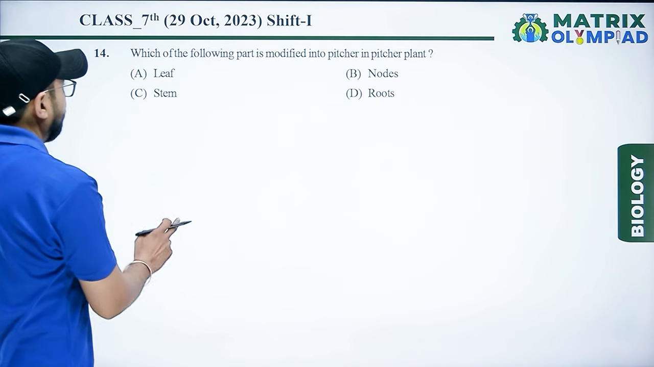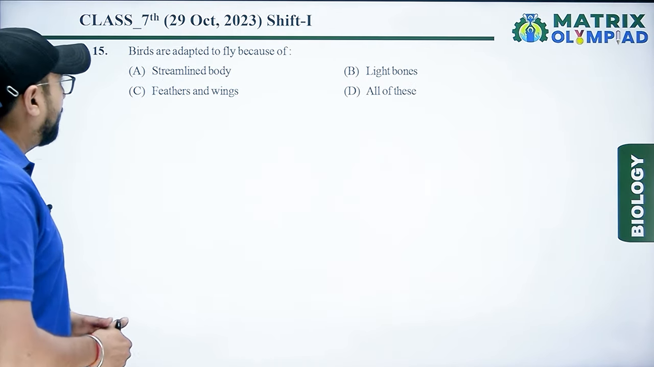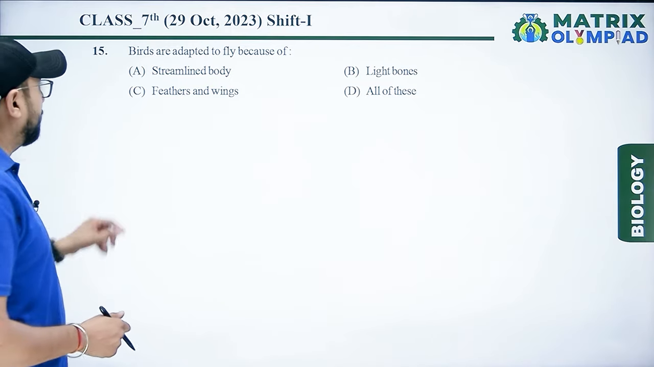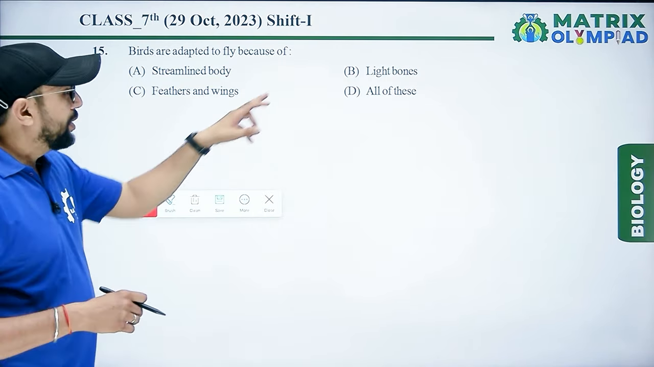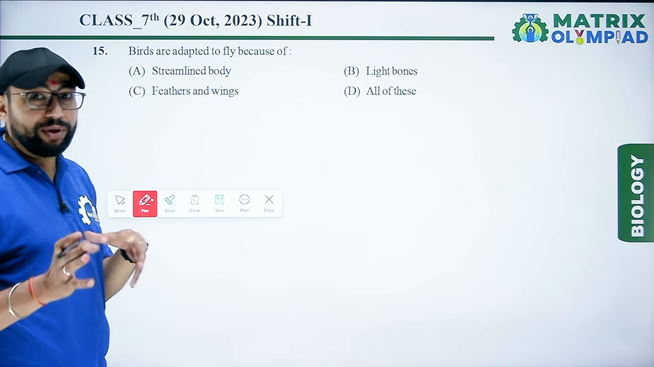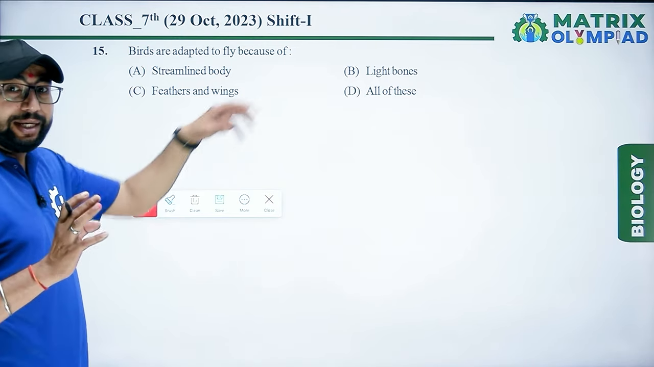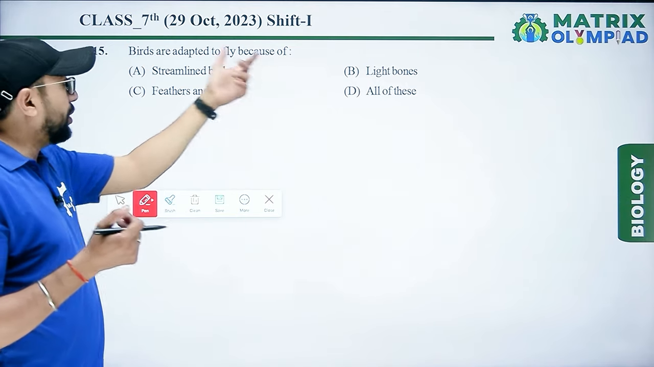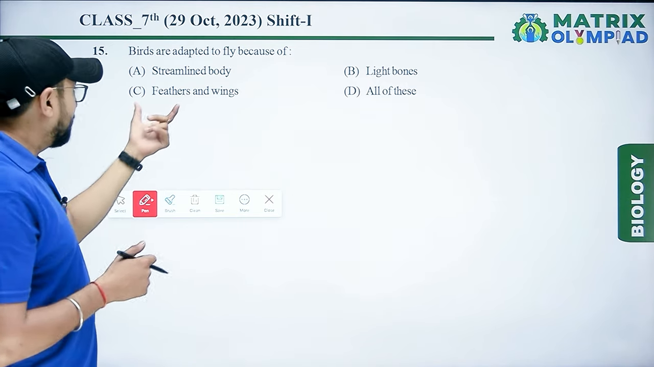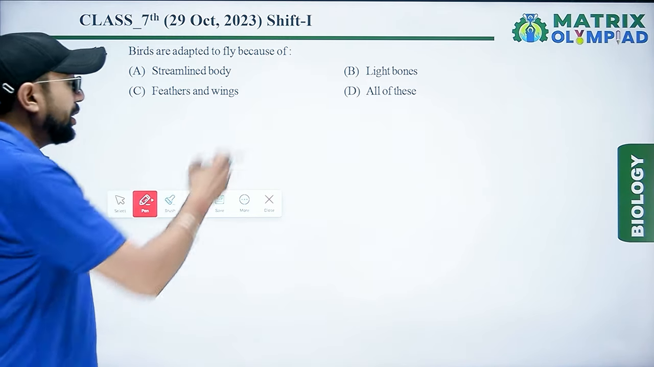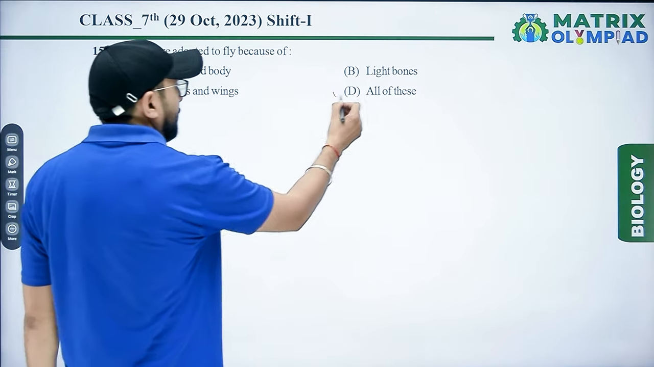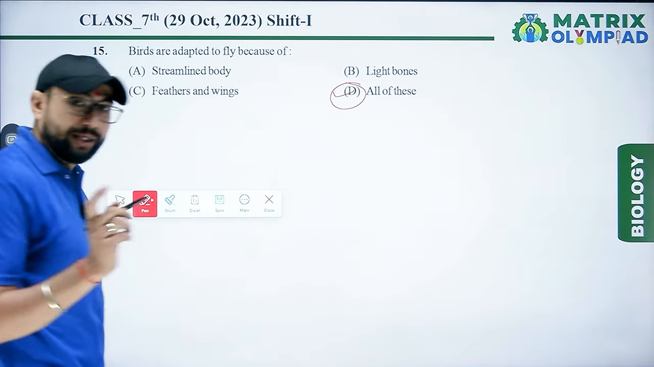Next question is, birds are adapted to fly because birds have a streamlined body, yes, light bones, pneumatic bones, hollow bones that are light for flying easily. Next, feathers and wings, right? So all these things are right. So our right answer for this question is option D.